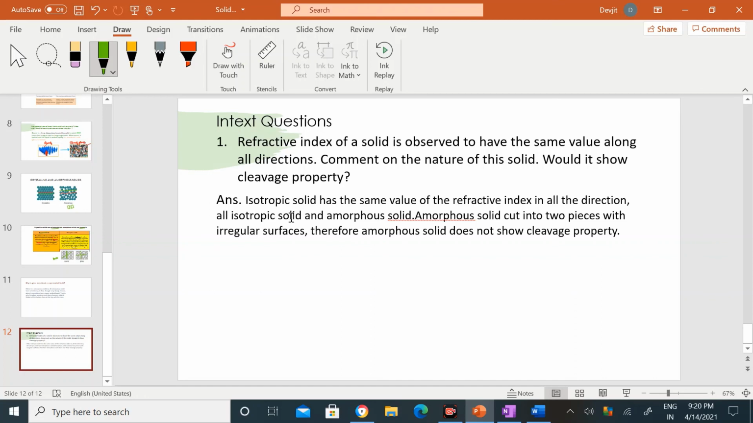Now, if I cut an amorphous solid, since the arrangement of the atoms is in disorder, random, I will not get a clean cleavage. Just now I discussed that the atoms are arranged this way. So if I use a knife, I have to cut like this. So this is not going to give me a clean cleavage.